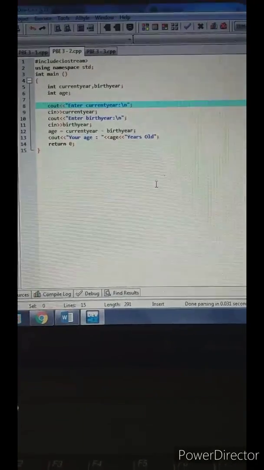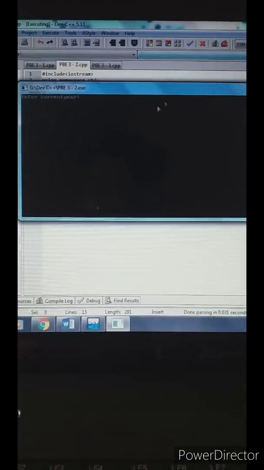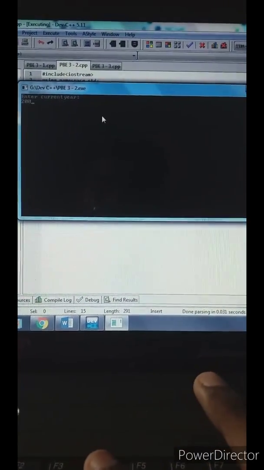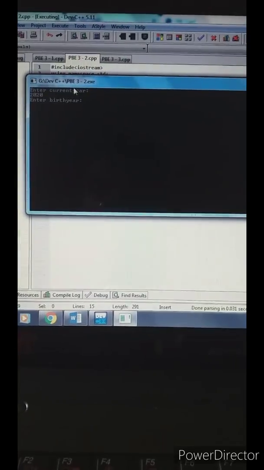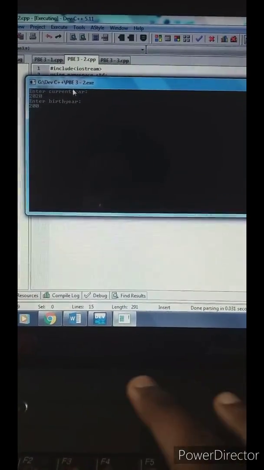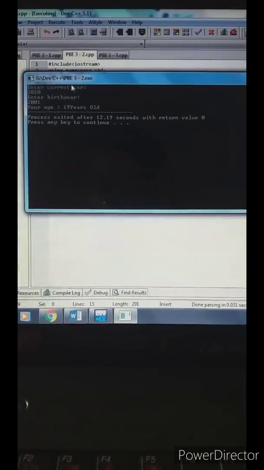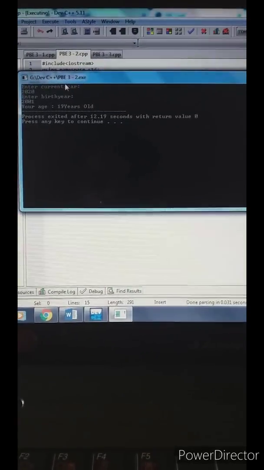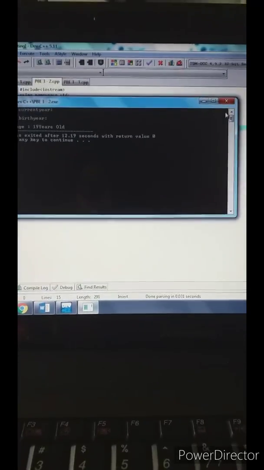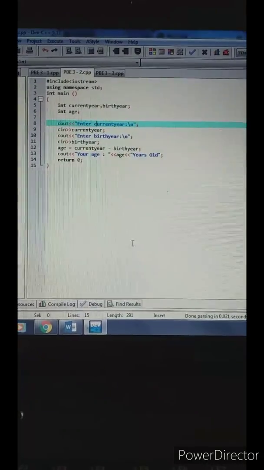So if we run, we will get the current year prompt like this. So current year will be 2020, and then we have to enter the birth year. My birth year is 2001, and then the output will be your age, 19 years old. Okay, that's it for question 2.